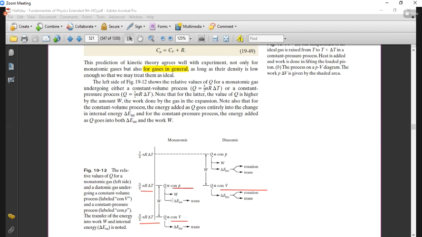These two values are for the monatomic, and again for the diatomic you can see here that at constant volume they will have a value 5/2 RT, and at constant pressure they will have a value 7/2 nRT. For the polyatomic it would be equal to 3R as they have explained in the table. So is it clear for you?